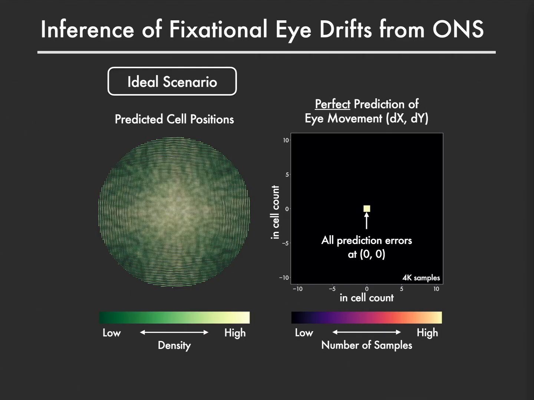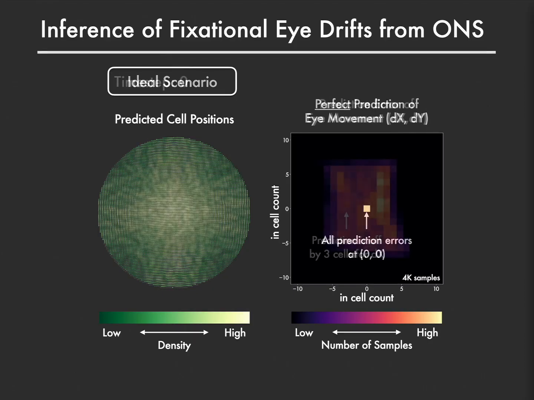So, in the ideal case, the model jointly learns cell positions and eye movement. Here I'm showing you what the correct solutions look like. On the left, I'm colorizing the cell density. It is high in the center where the fovea is located. And on the right, we get zero eye motion prediction error. Let's now look at our data.